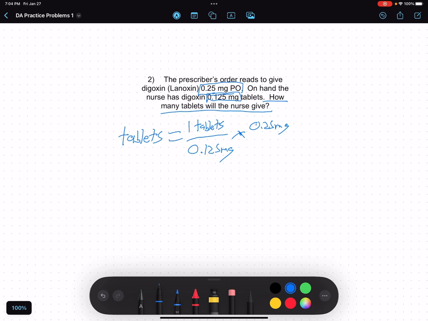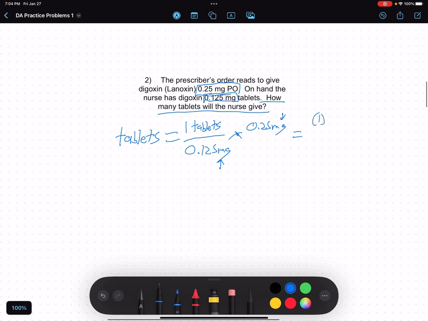But now if we look at our fractions, we know that these milligrams and these milligrams will cancel out, which leaves us with just the tablets and just our multiplication. So if we go ahead and do an equal sign, we have 1 for the tablet, 0.25 divided by 0.125. All right. And so if we go ahead and do that math, we get 0.25 divided by 0.125. And that is going to equal, if I type this into a calculator, 2 tablets.